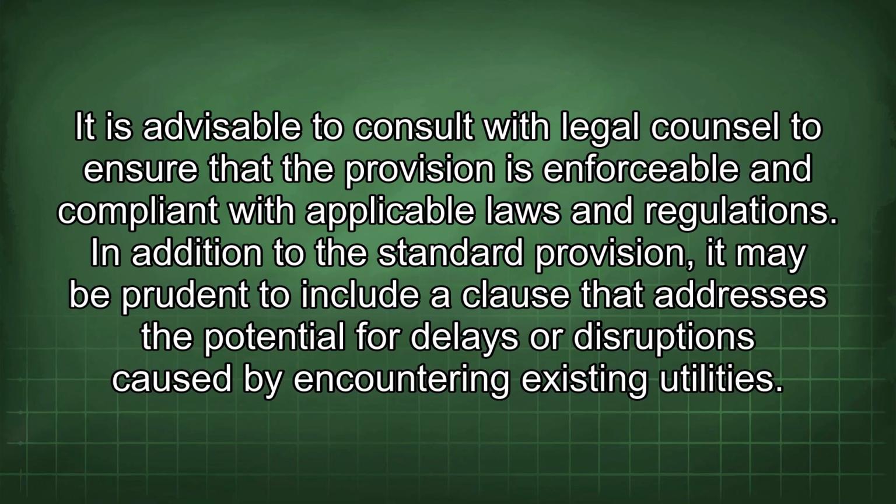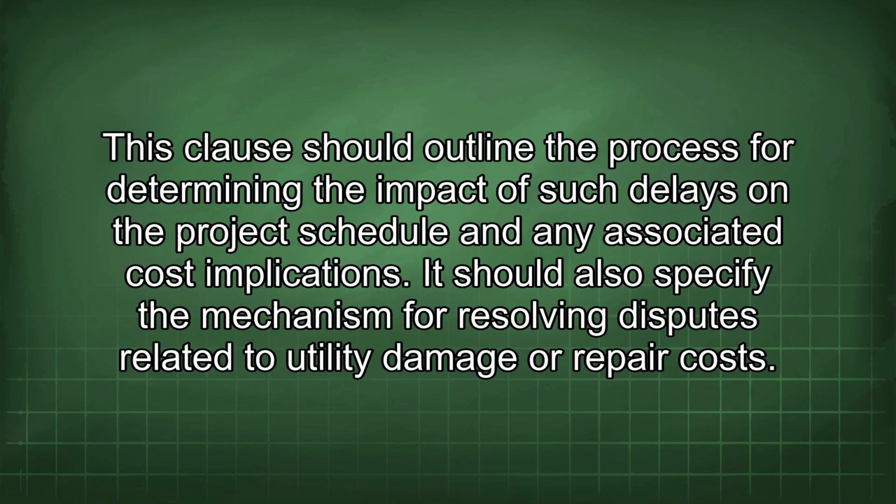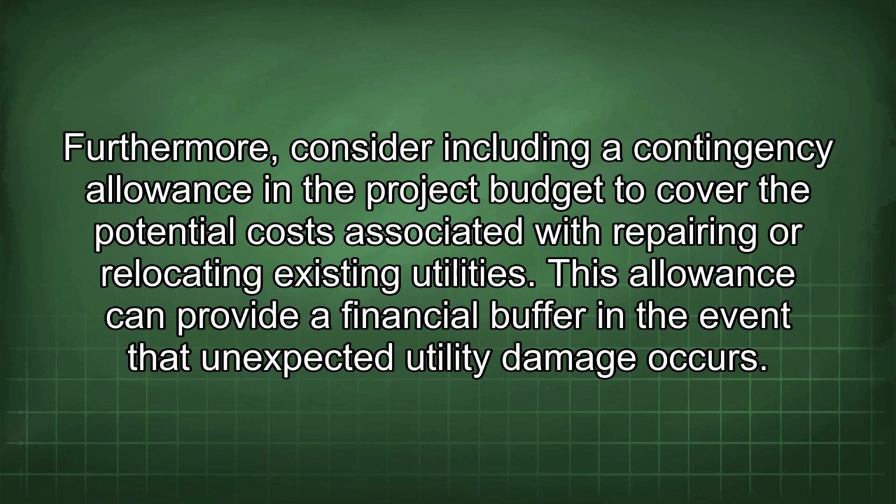In addition to the standard provision, it may be prudent to include a clause that addresses the potential for delays or disruptions caused by encountering existing utilities. This clause should outline the process for determining the impact of such delays on the project schedule and any associated cost implications. It should also specify the mechanism for resolving disputes related to utility damage or repair costs. Furthermore, consider including a contingency allowance in the project budget to cover the potential costs associated with repairing or relocating existing utilities. This allowance can provide a financial buffer in the event that unexpected utility damage occurs.